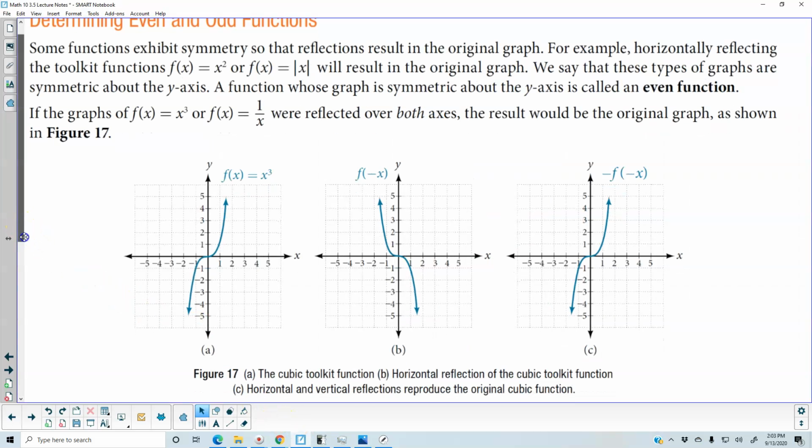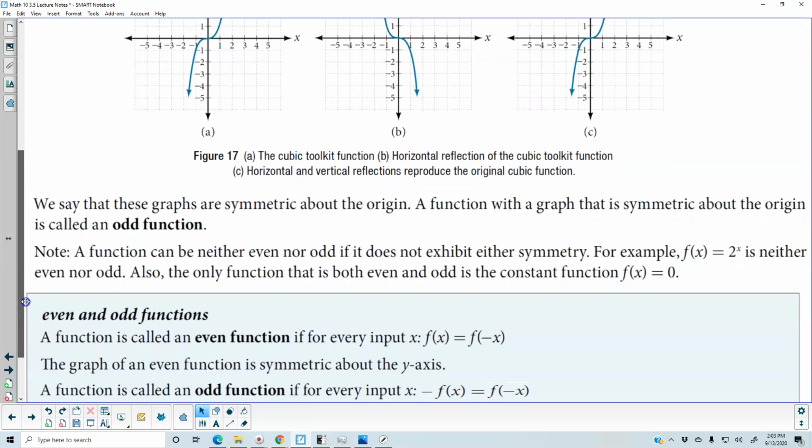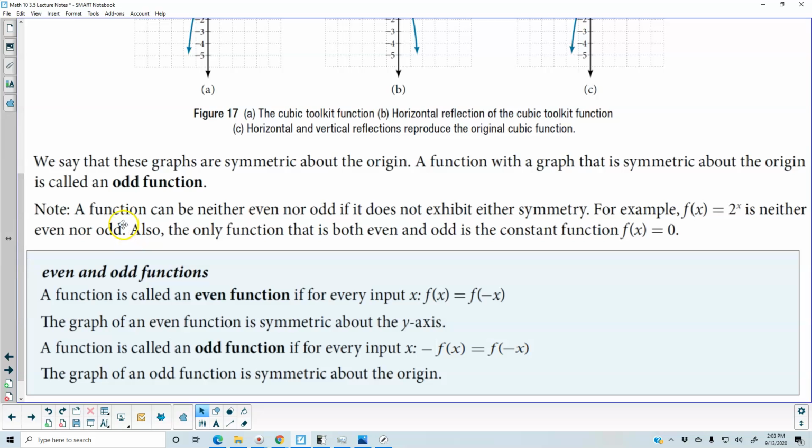So the cubic toolkit function had a horizontal reflection and then a vertical reflection. So we say that these graphs are symmetric about the origin. A function with a graph that is symmetric about the origin is called an odd function. Now note, it's possible for a function to be neither even nor odd if it does not exhibit either of those two symmetries. For example, f of x equals 2 to the x power is neither even nor odd.